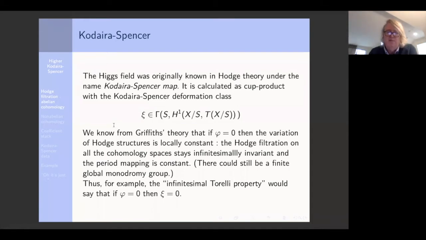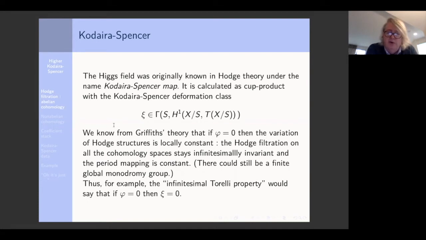Okay, so now we know from Griffiths's theory that if phi equals 0, if the Kodaira-Spencer class equals 0, then the variation of Hodge structures is locally constant. This tells us that the Hodge filtration on the cohomology spaces stays invariant, which tells us that the period mapping is constant, and it almost tells us that the variation of Hodge structure is constant. However, there could still be a finite global monodromy group in Griffiths's theory, or well, let's say a unitary one in the complex variation of Hodge structure picture.